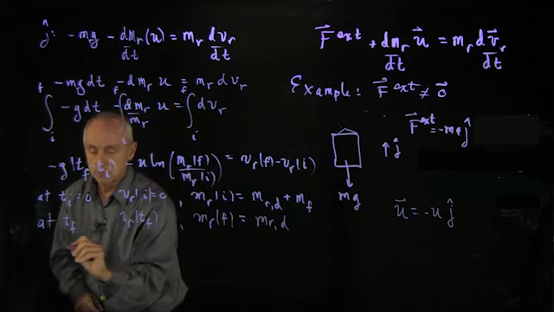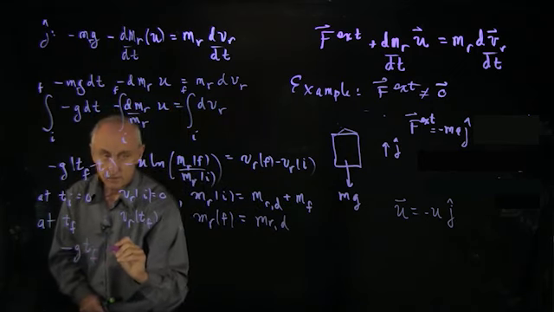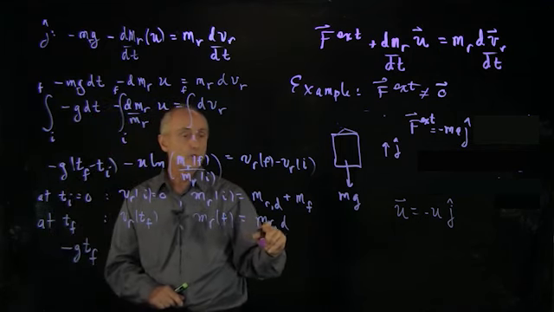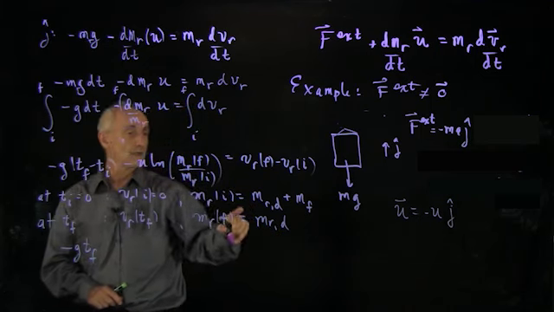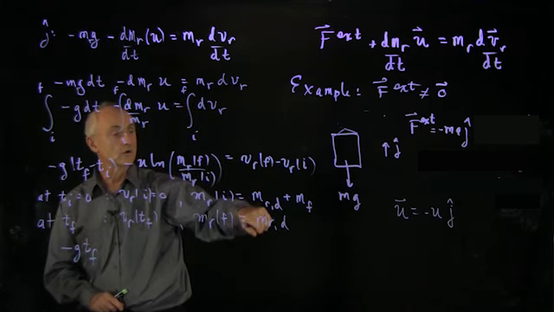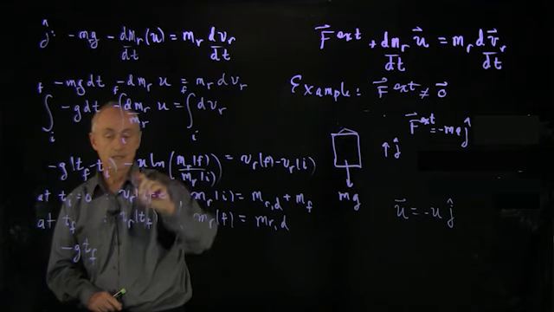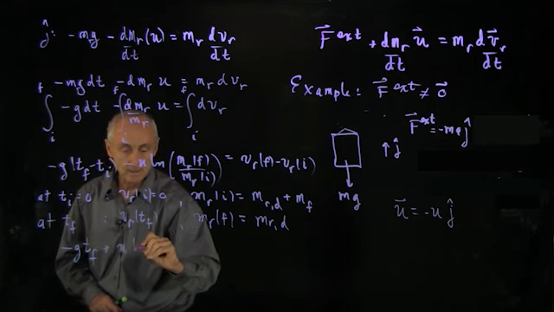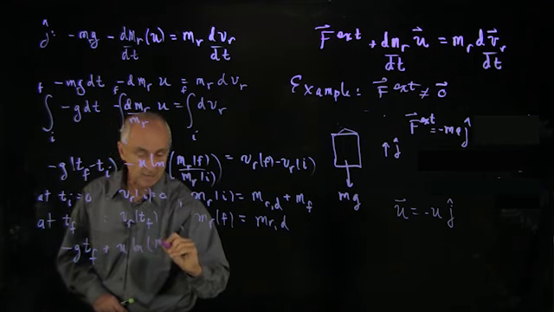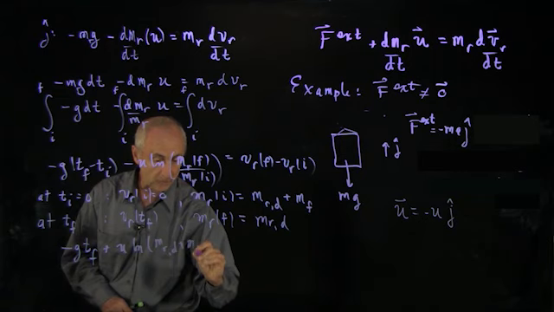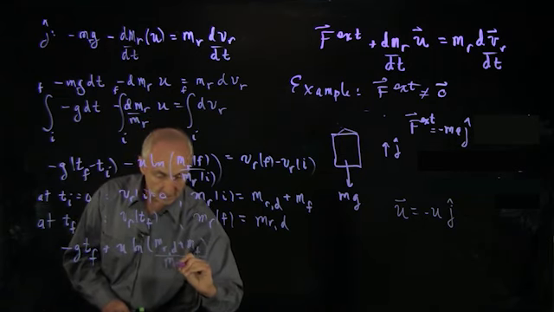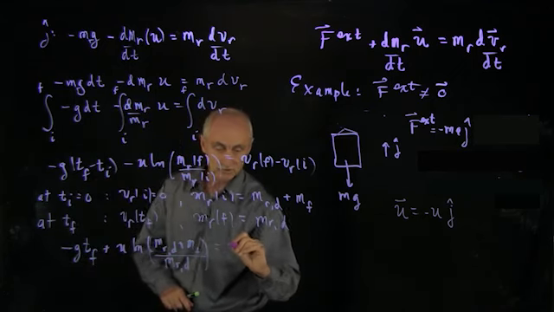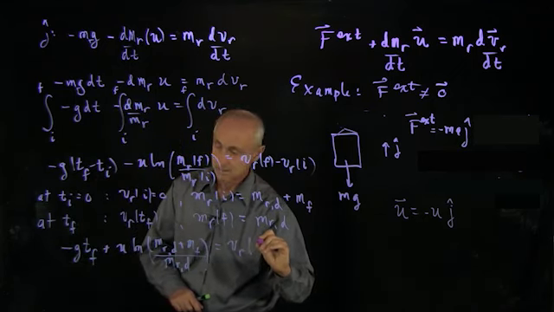And so what we get is minus g t final. Now I'm going to switch the sign here: if I invert the log, that will give a minus sign. And I have plus u log of the dry mass plus the mass of the fuel, that's the initial mass of the rocket, divided by just the dry mass, and that's equal to v_r at t final.